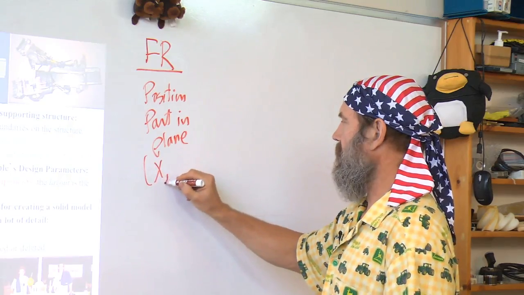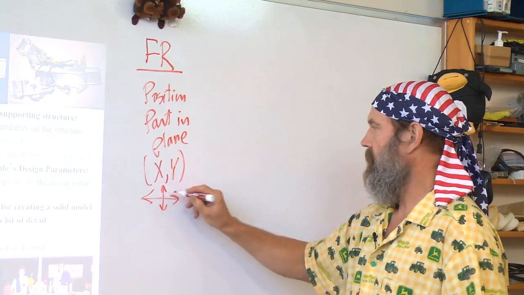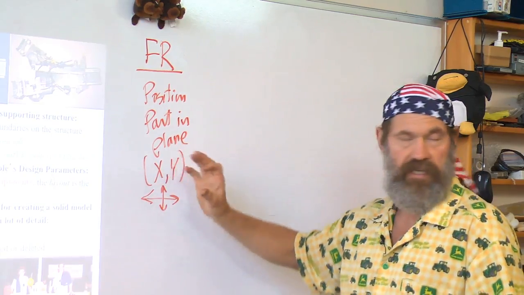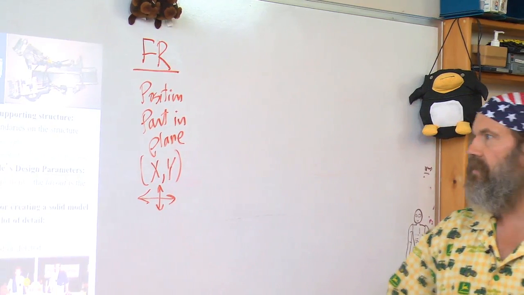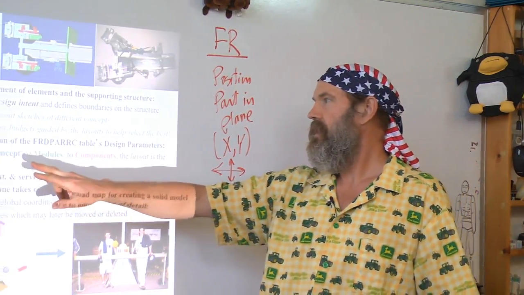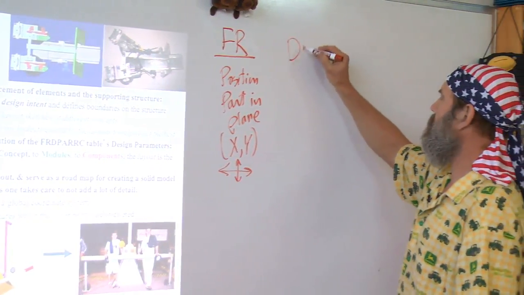I'll be happy with just X comma Y, where I'm going to go this way and this way. I'm not going to worry about orienting the part because I'm drilling a hole, so rotary orientation doesn't matter. I want to create a layout drawing, and the layout drawing is going to be the first embodiment of the design intent. It will define the boundaries of my structure. I'm going to start with stick figure sketches and get into more and more detail. Think of the layout drawing as the graphical intent of the functional requirements and the design parameters.